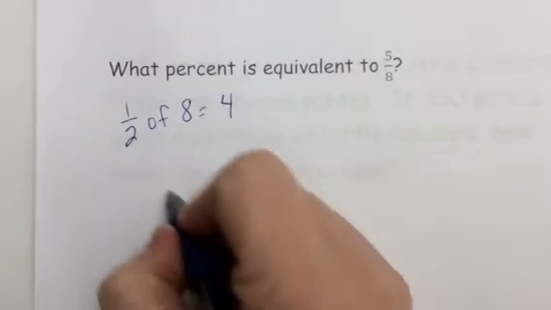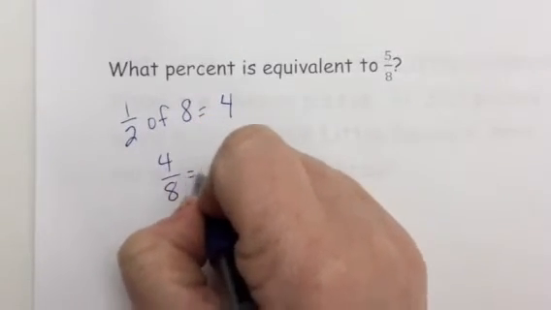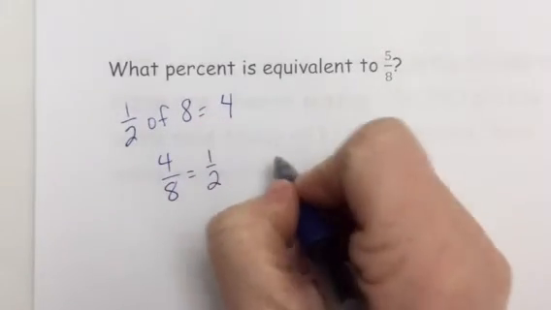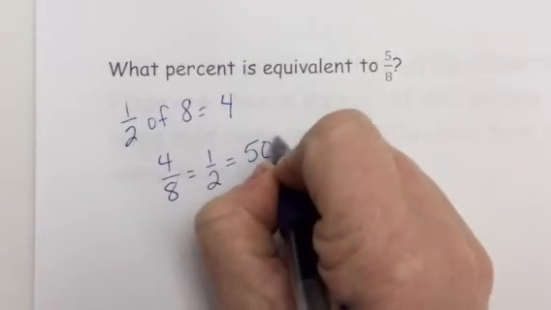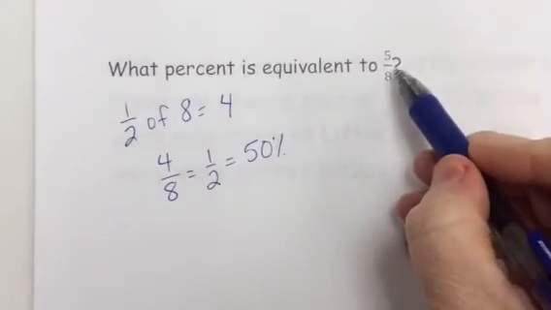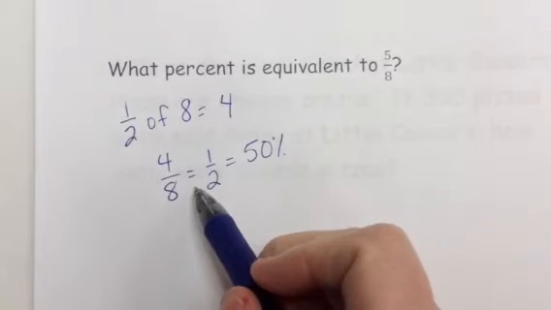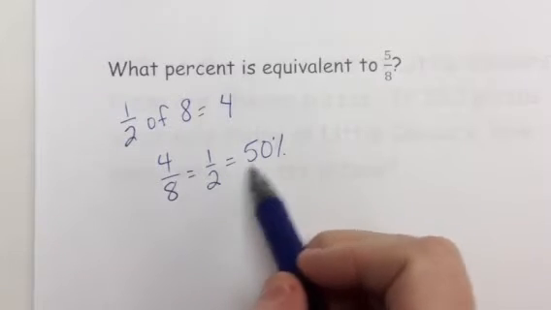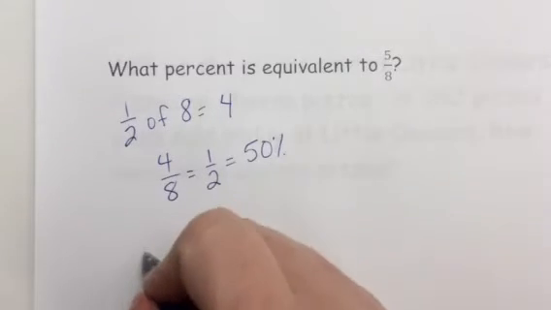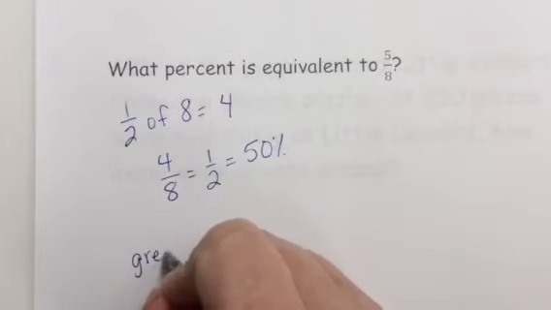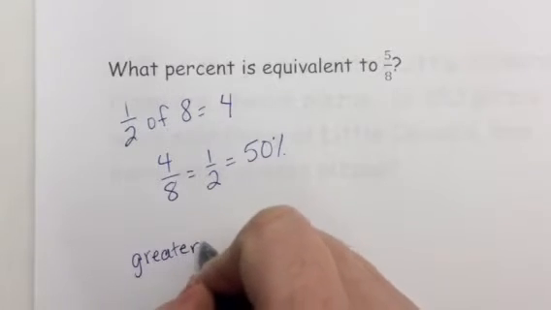Okay, what this tells me is that 4/8 equals 1/2. And 1/2 is 50%. So 5/8 is greater than 4/8. That tells me my answer would be greater than 50%. Okay, I'll write that down. That's going to help me check my answer.